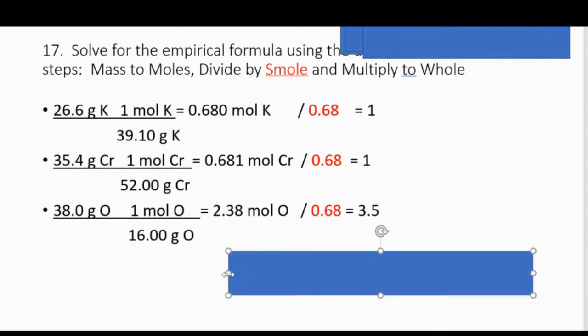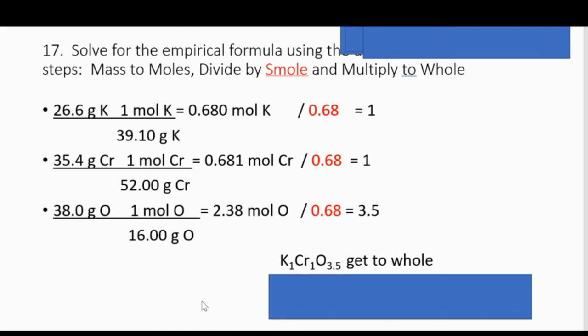So 3.5. We currently have a formula that looks like this. For potassium, there's one of them. For chromium, there's one of them. For oxygen, there's 3.5. Ew, that's not a whole number. So the last step is multiply to whole. I wrote get to whole, but let's just write multiply here.